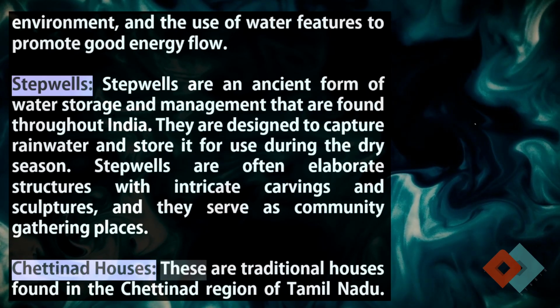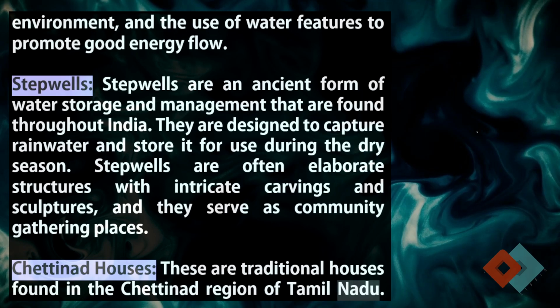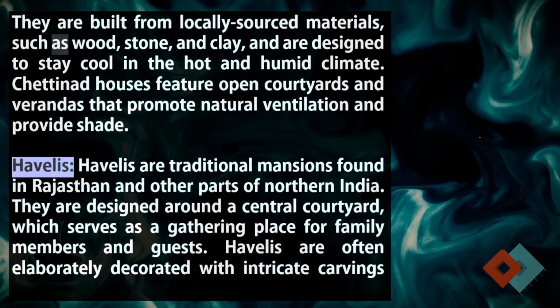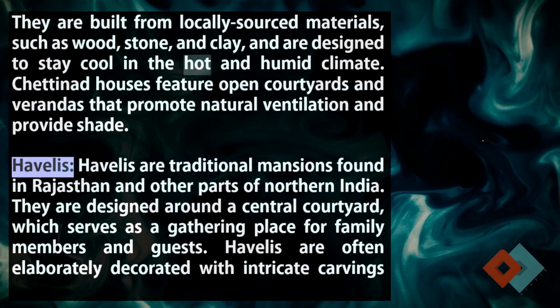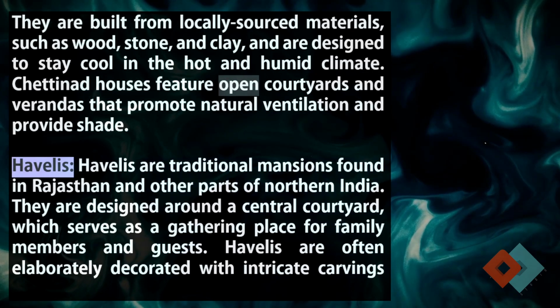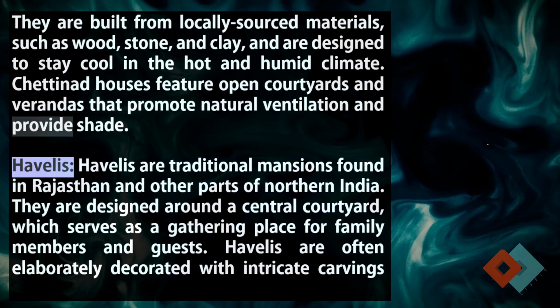Chettinad houses. These are traditional houses found in the Chettinad region of Tamil Nadu. They are built from locally sourced materials such as wood, stone, and clay, and are designed to stay cool in the hot and humid climate. Chettinad houses feature open courtyards and verandas that promote natural ventilation and provide shade.